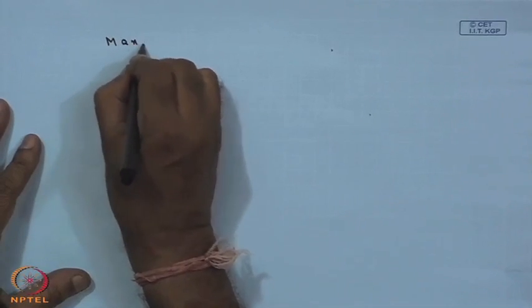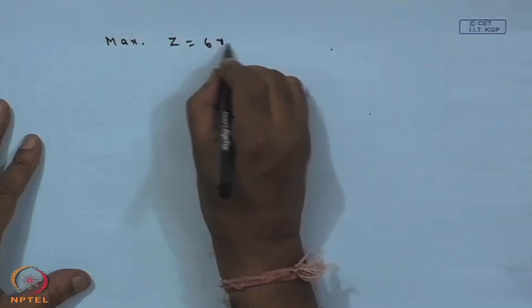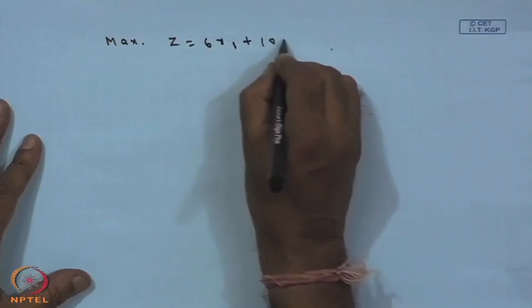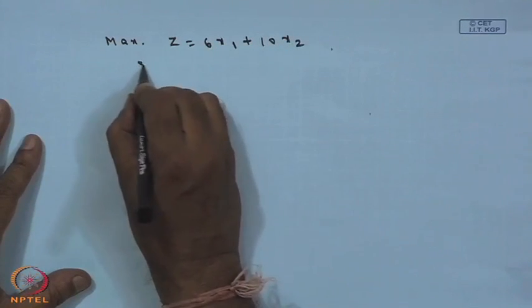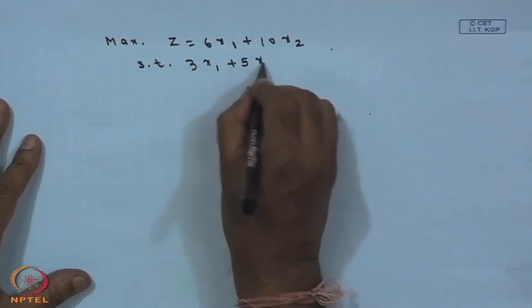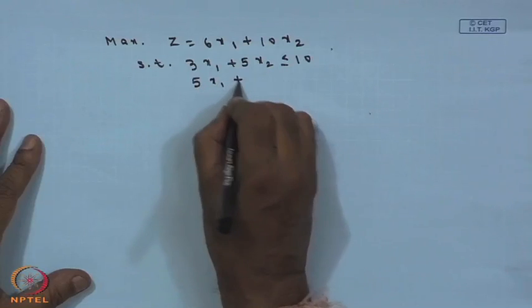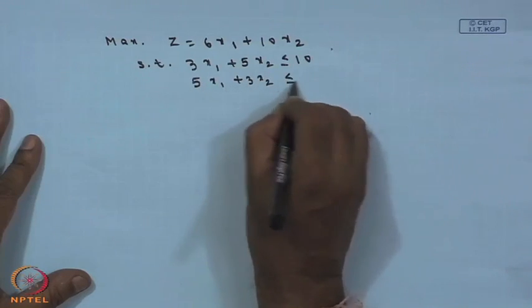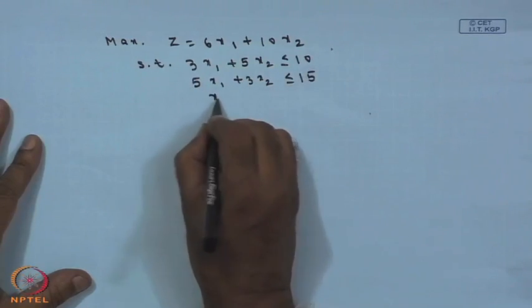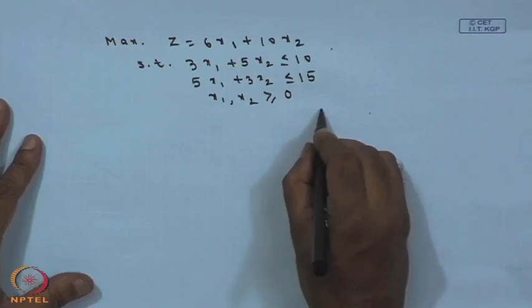And now you take this one: maximize z equals 6x1 plus 10x2 subject to 3x1 plus 5x2 less than or equal to 10, 5x1 plus 3x2 less than or equal to 15, and x1, x2 greater than or equal to 0. Let me plot it.